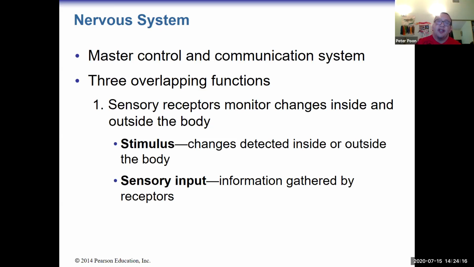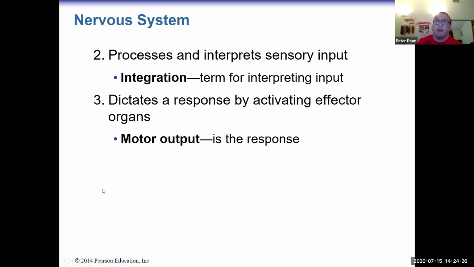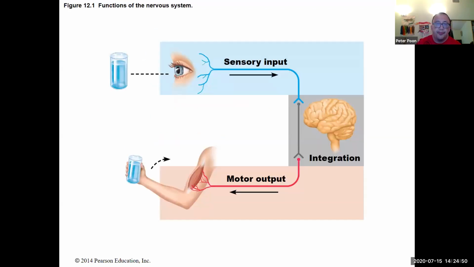The stimulus is the changes that are detected, and then the sensory input is gathered by the receptors. And finally, it goes somewhere. That somewhere is the integration center, a term for interpreting input, and it dictates a response by the effector organs. The effector organs are also known as the motor output, the movement associated.